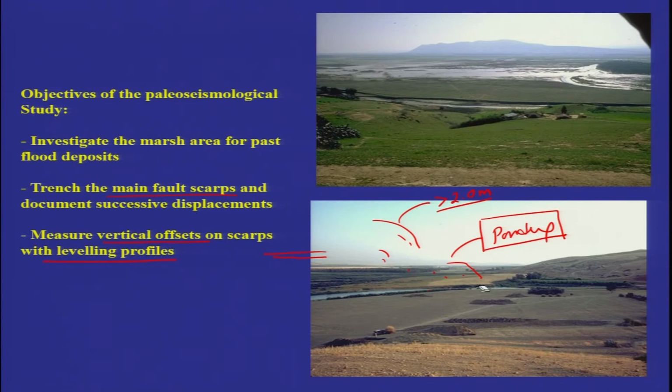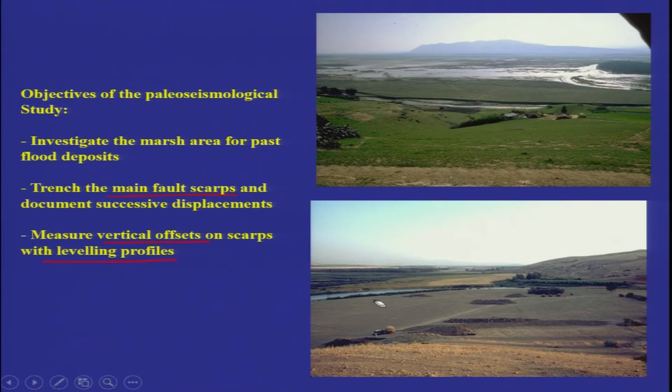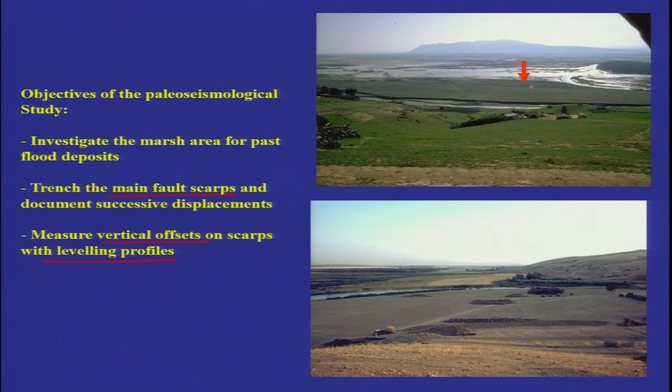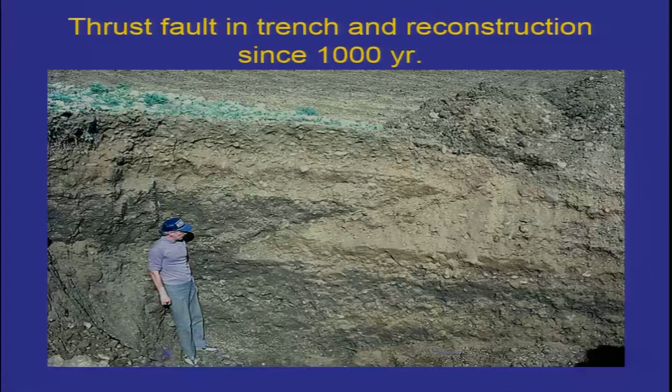Multiple trenches were opened up in the region, and that gave them a clear indication that the cumulative scarp which they identified was not because of a single event. So multiple trenches were dug across the scarp here. This is the scarp which they identified. Okay, so: thrust fault in trench and reconstruction since the last 1,000 years. That is what they saw.